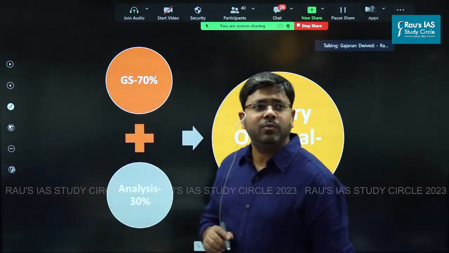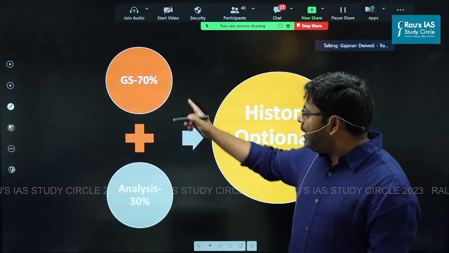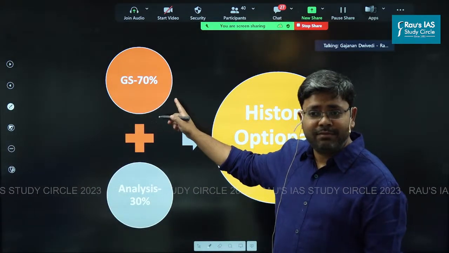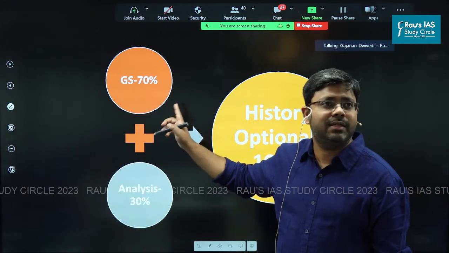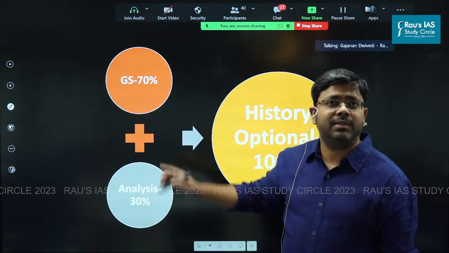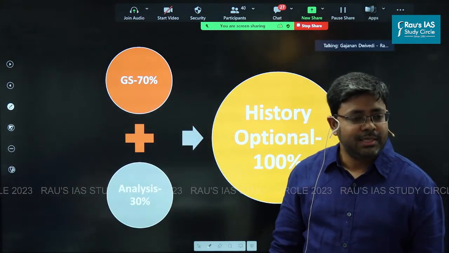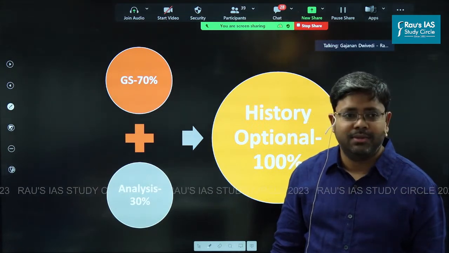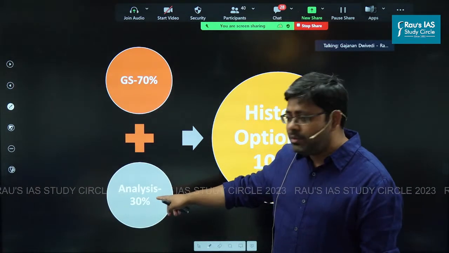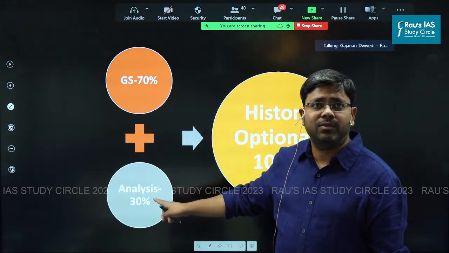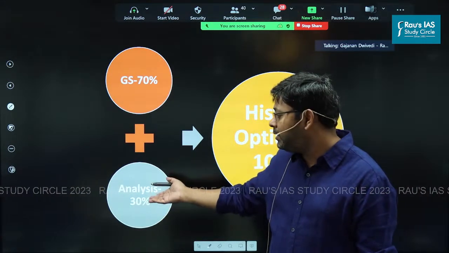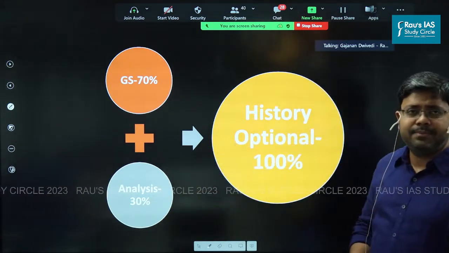The most basic reason is that anyway you have to study 70% of the history syllabus. 70% of the history syllabus you would be studying in your GS as well. 30% more debate and analysis, if you add that, then you reach the optional level.